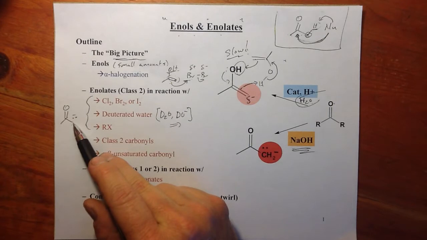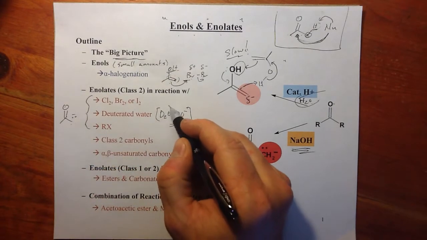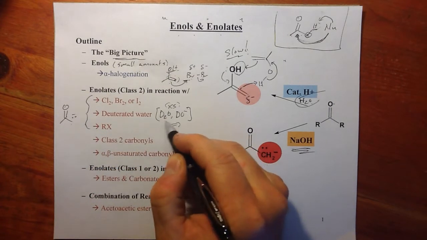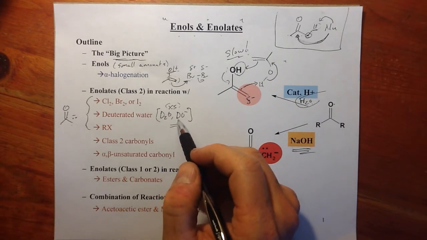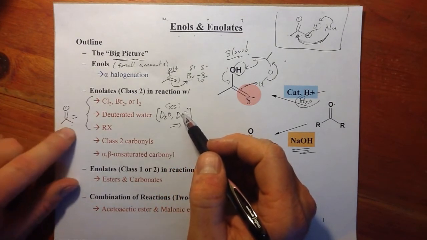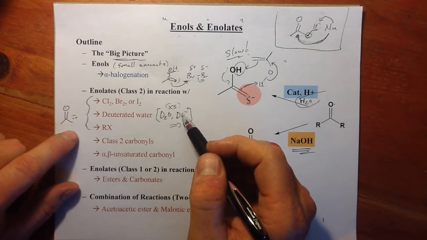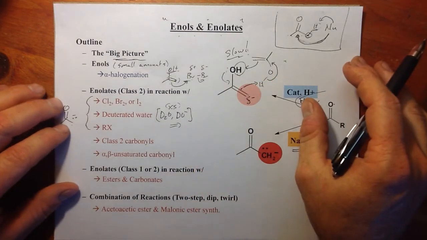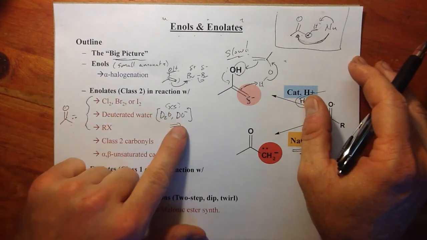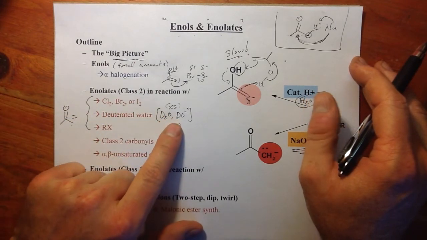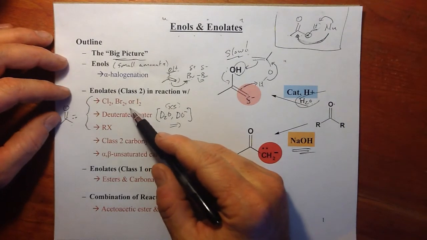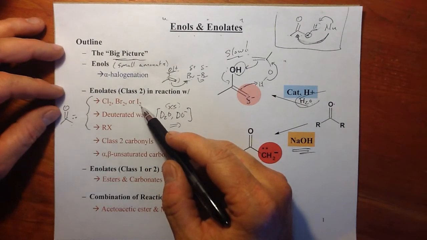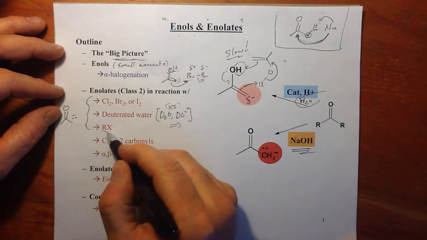We could replace all hydrogens if we use excess of this reagent, deuterated water and deuterated base. We could sub out all the protons at the alpha positions for any ketone or aldehyde that's enolizable. So I'm not going to discuss this one here. We're going to focus this video on just attack of Cl2, Br2, I2 with enolates and attack of alkyl halides.